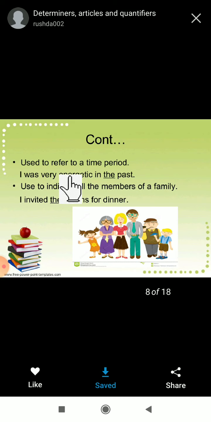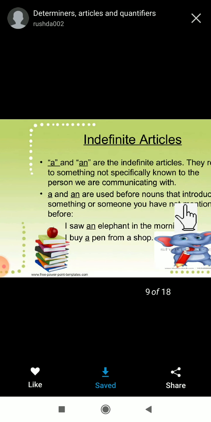Even used to refer to a time period. Even when we want to show the time period, we are using the. I was very energetic in the past. So see, in the past, the is used here. Used to indicate all the members of a family. See here, for family also: I invited the Smiths for dinner. For a family name, because a particular family is there, we are using the.